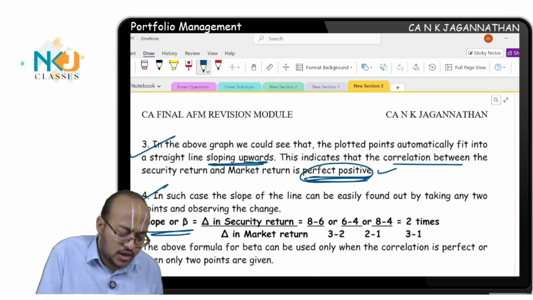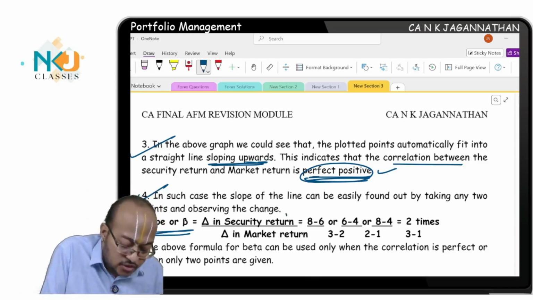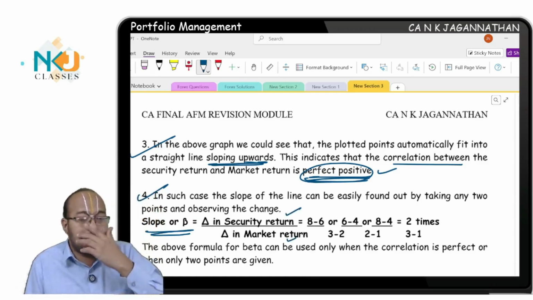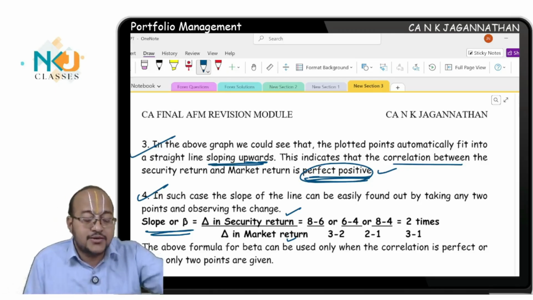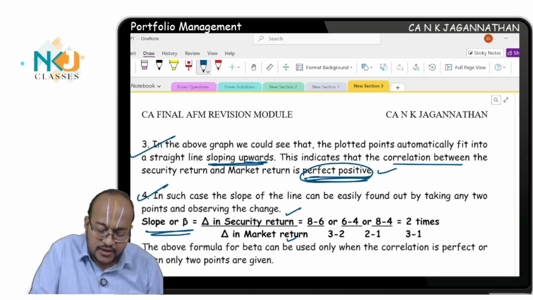Here, if you see the beta formula, first we understood one formula: change in security return divided by change in market return. You will get the same beta. The beta answer will be the same as whatever you solved using the regression method, as I told you. So, change in security return divided by change in market return.